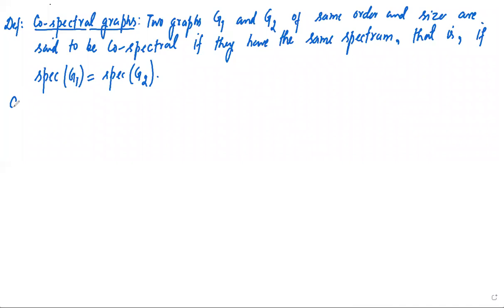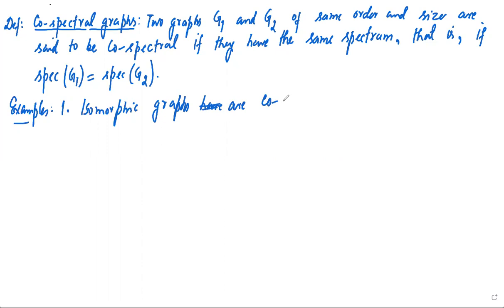Now we will take up certain examples. One obvious fact is that isomorphic graphs have the same spectrum. The first example is isomorphic graphs. Isomorphic graphs have the same spectrum, or we say isomorphic graphs are co-spectral. And this is actually an obvious observation.